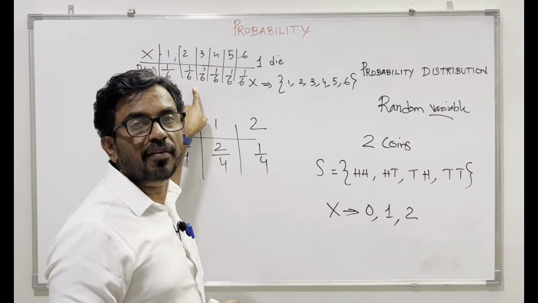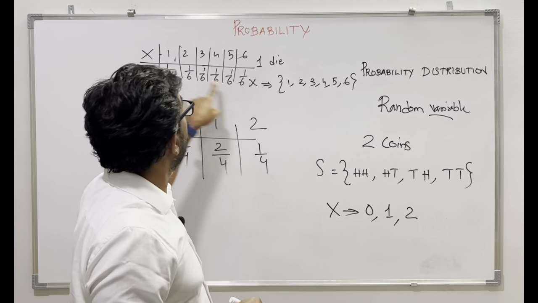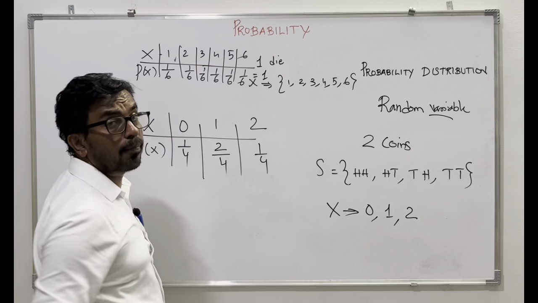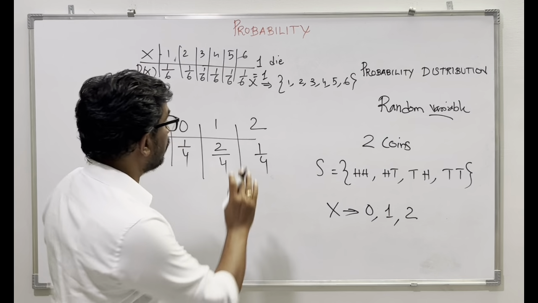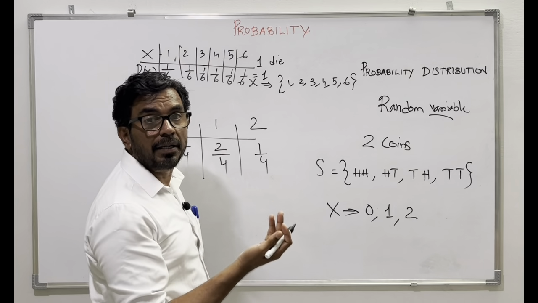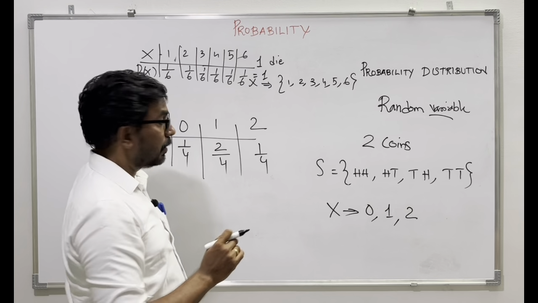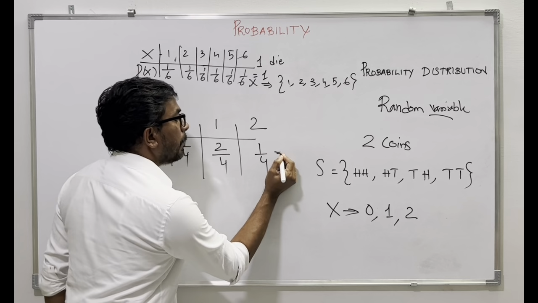Mostly it will be proper fractions. And when you add it all, you should always get 1. That is a condition for probability distribution. You cannot break one of the parts and leave it, right? Without writing this column, you cannot call it probability, because when you add this, you will get 1.